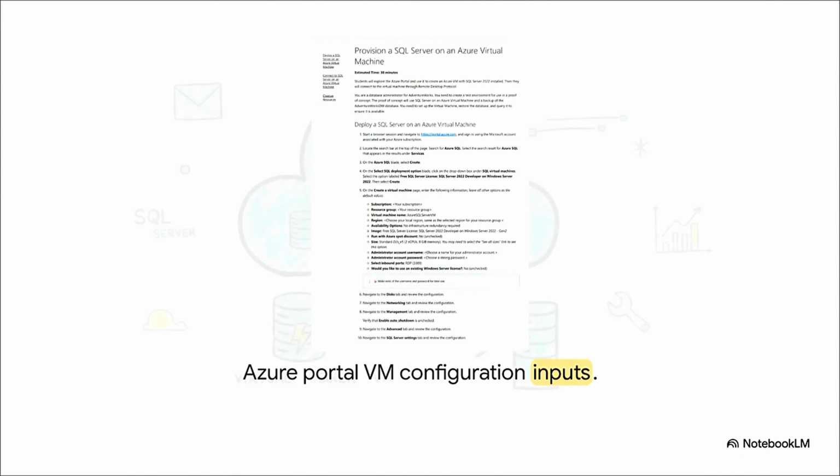When you're actually in the portal, those text inputs map directly to the setup interface. You'll work through the drop-downs for region, availability options, and the image. For our specific test lab scenario, leaving the infrastructure redundancy as no infrastructure redundancy required is totally fine. There's really no need to overcomplicate things here.